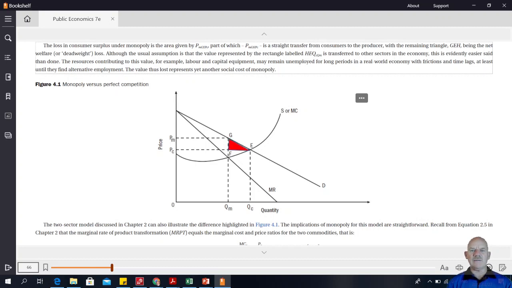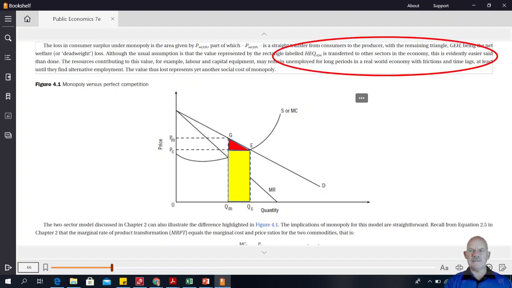So that was the deadweight loss, the red triangle, and the yellow rectangle in this graph is the amount that might be transferred to other sectors. Just above figure 4.1 in the textbook is a paragraph which you should read carefully, and it says that triangle is transferred to other sectors in the economy, but this is evidently easier said than done. It's not necessarily going to happen.